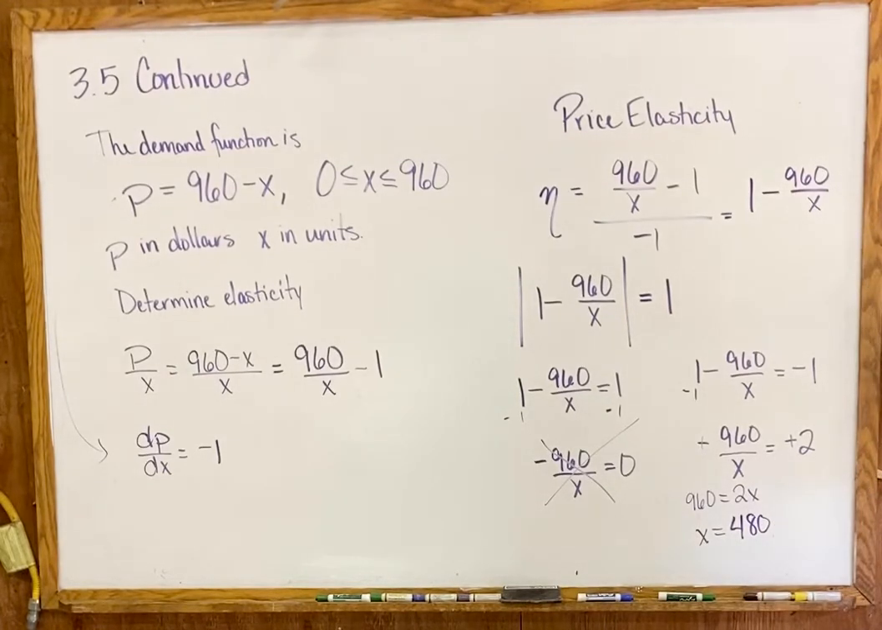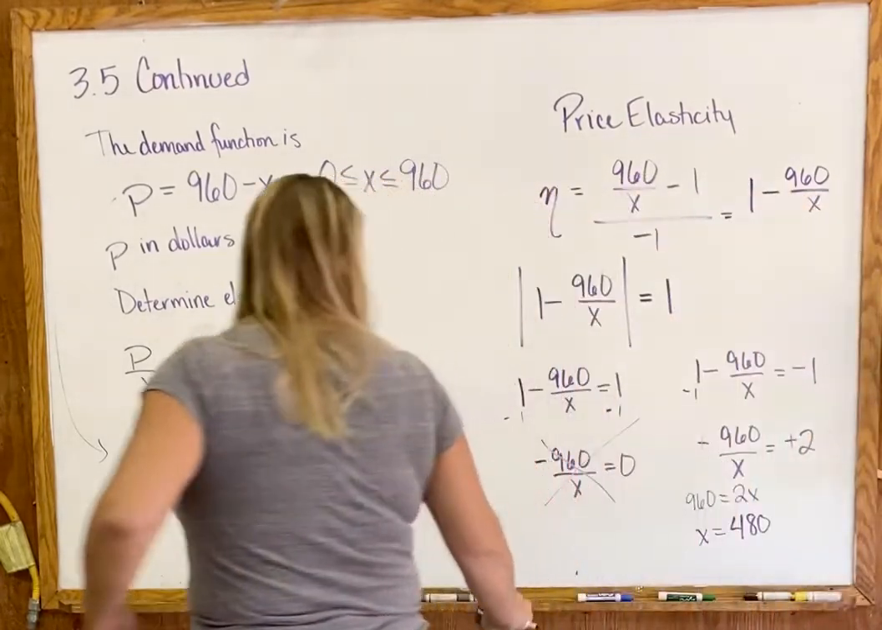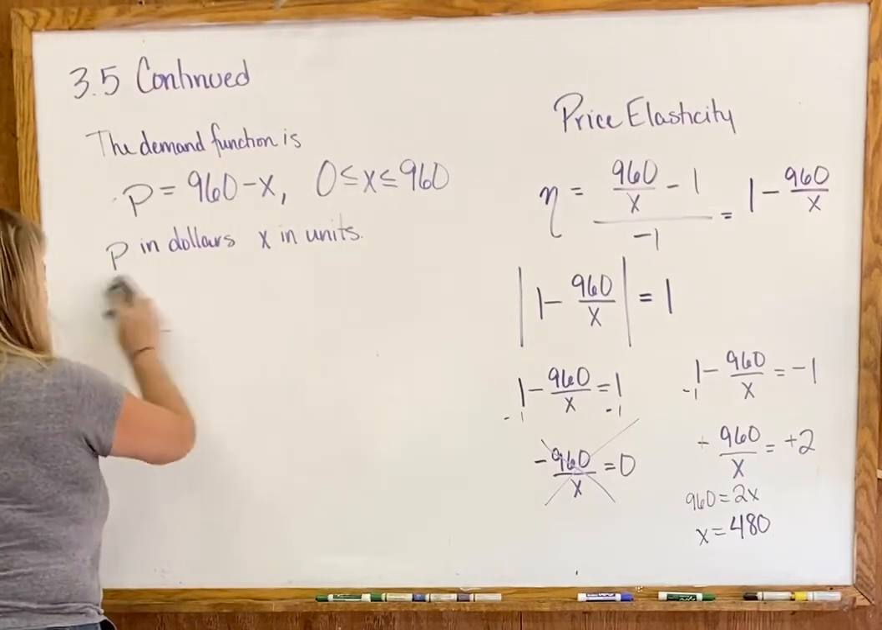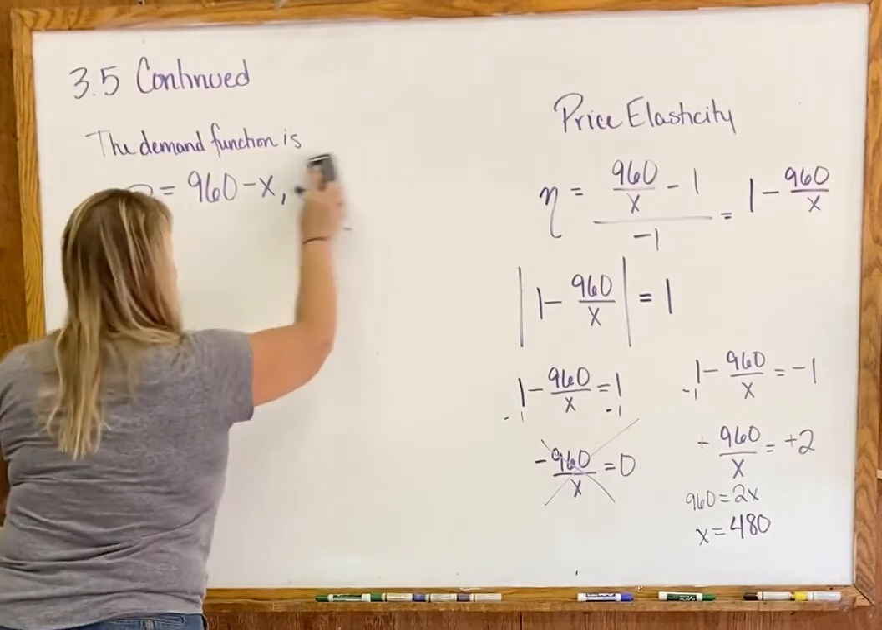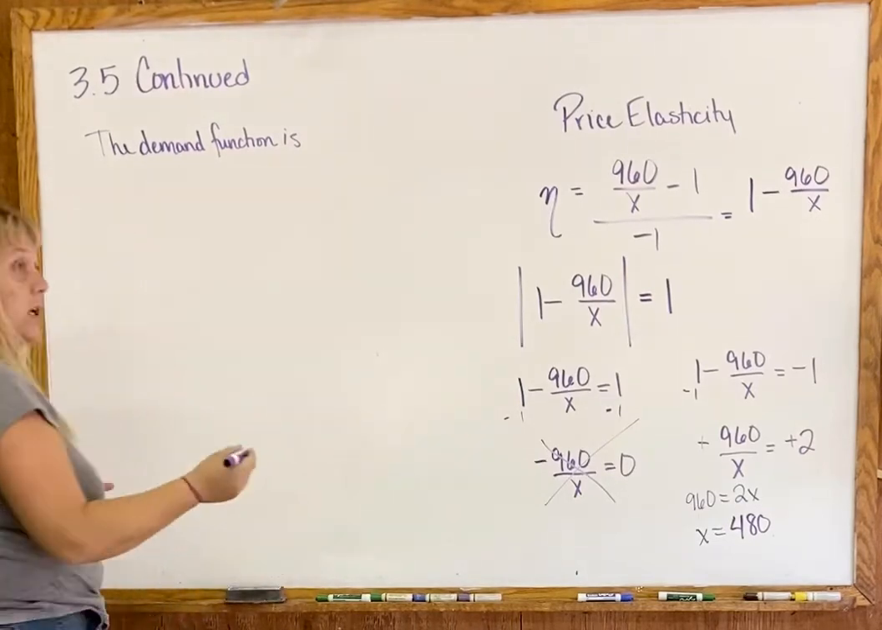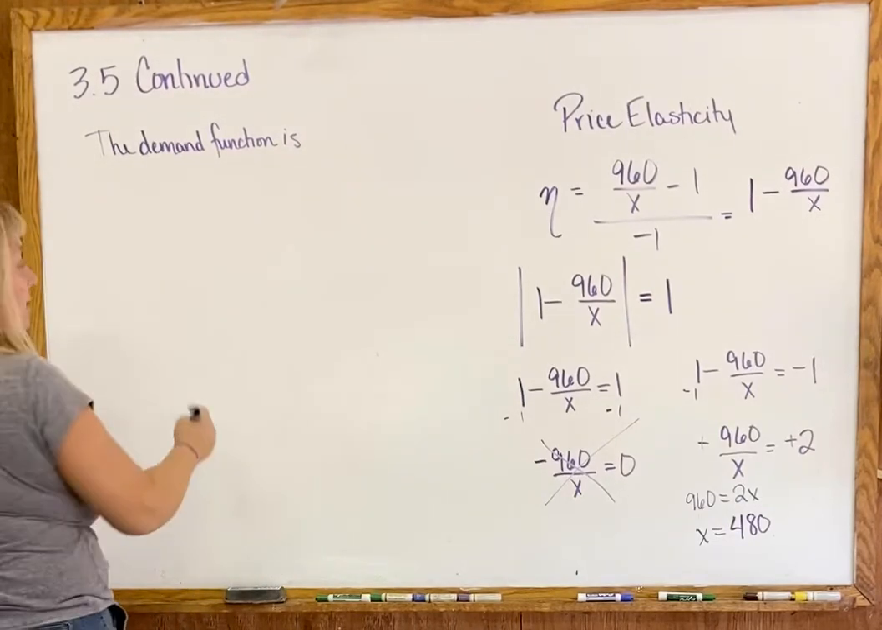Okay. So when x is 480, that is where we are going to change from elastic to inelastic, or from inelastic to elastic, because we're not 100% sure yet. So what we need to do is create the little intervals. We're good. Okay, so we're going to go back to the idea where we're going to create the little intervals.